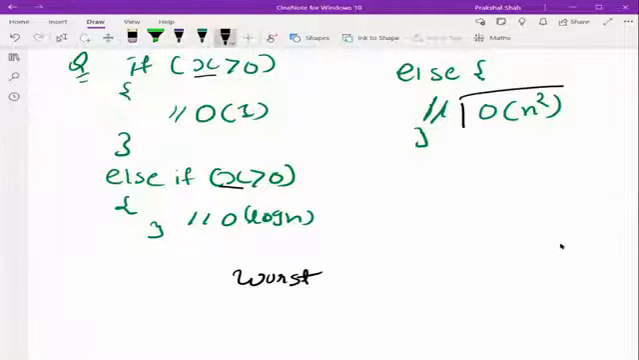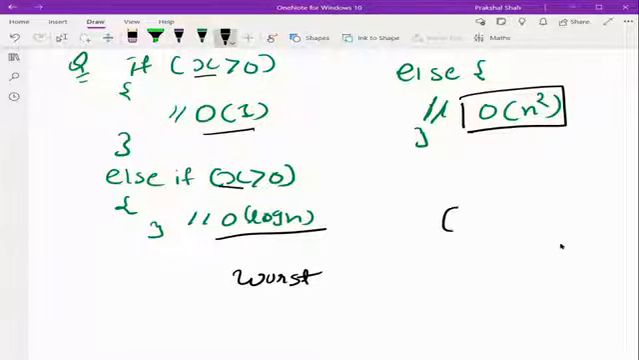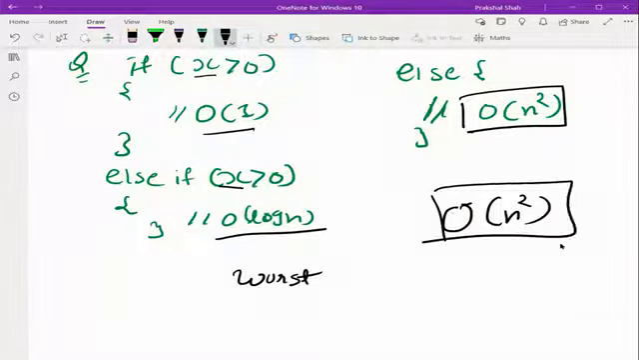It will run for this else case, order of n square, because order of 1 and order of n log n will always be less than n square, right? So in the worst case, n square will be my case, right? Yes or no? Even if nothing else happens, n square time will run, right? It cannot be more than this. This will be the largest thing. I cannot go beyond this.